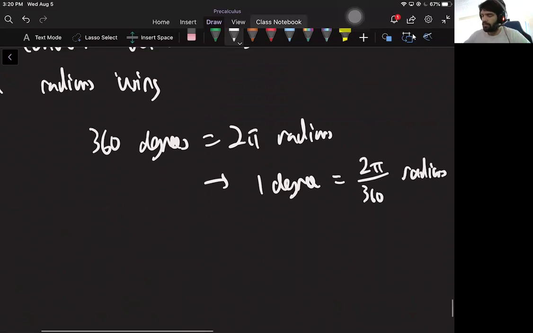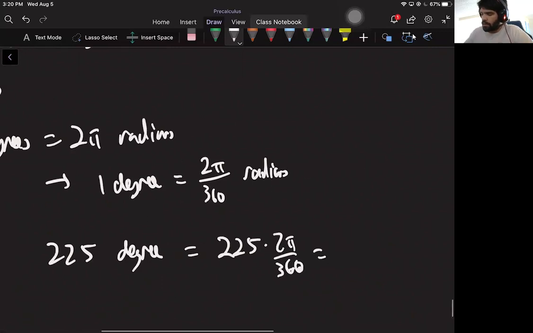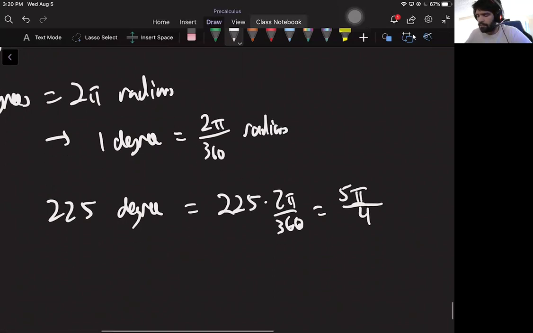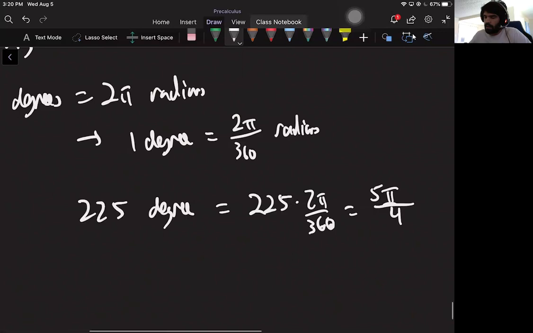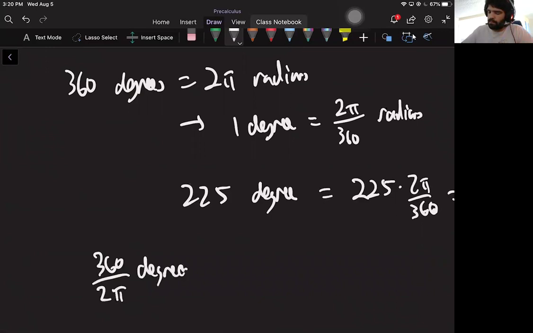So then that means if you have some amount of degrees, say I have 225 degrees that I want to turn into radians, all I got to do is multiply it by 2 pi over 360. And you can do some cancellation on your own and you'll end up with, sorry, not pi over 4, but 5 pi over 4. So that's the way to turn degrees into radians, and then the way to go back is to divide the 2 pi the other way. But we're not going to do this very often, so don't worry too much about it.